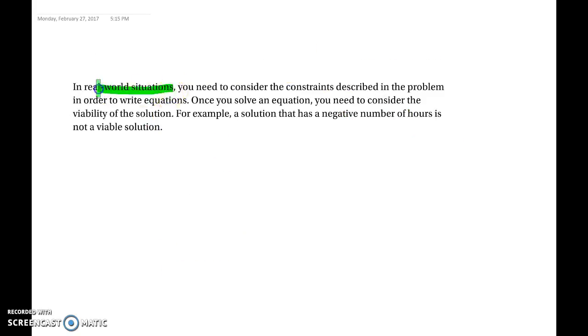But when we're going over problems in real world situations, you may need to consider constraints described in a problem in order to write equations. And then once you solve an equation, you also need to consider the viability of your solution, meaning does it make sense? So after you get these solutions, you always want to check, does this actually make sense for the problem that we have? For example, when we're talking about time, you can't use negative hours because we can't travel backwards in time. So if we're using time and we get that our solution is negative, it doesn't make sense. Although it works algebraically, it doesn't work for the problem that we actually have.